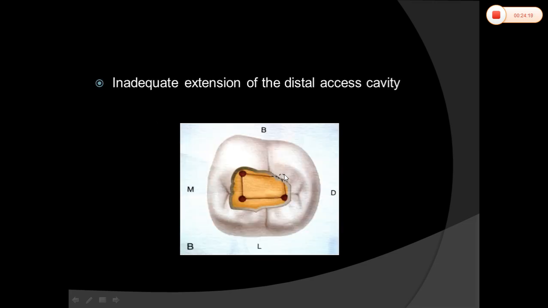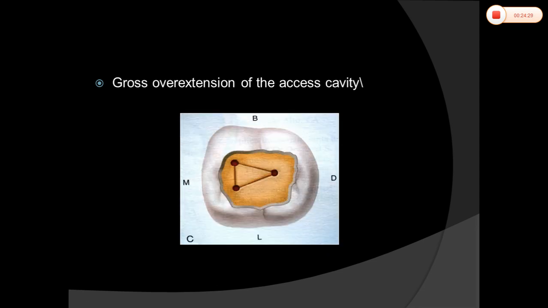And this is inadequate extension. Always look for an extra canal. So here you have missed 1 canal because of inadequate extension of the access cavity. This is over extension of your access cavity. You have removed all the conservative tooth structure which is not at all necessary here. So only the orifices you need to expose. That's it. You should not remove the sound tooth structure. That's why the objective of the access cavity is to conserve the sound tooth structure.